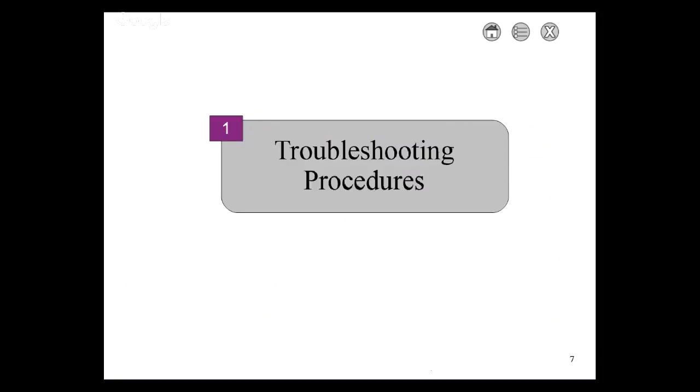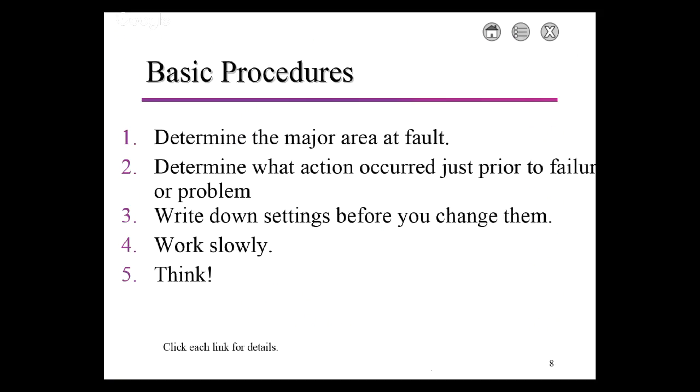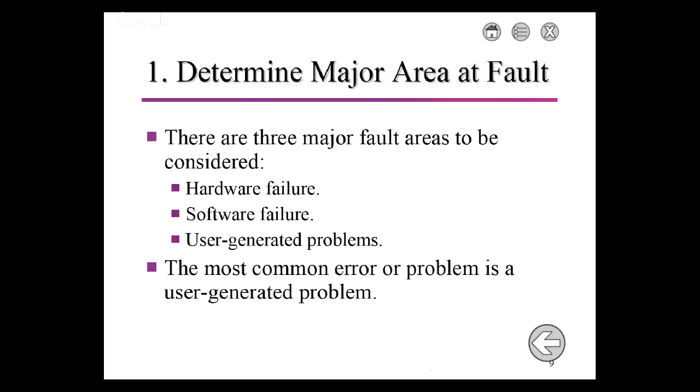But there is a logical progression to determining the source of a problem and correcting it, called a troubleshooting process. And basically there's 5 steps. You determine the major area at fault, determine what action occurred just prior to the problem, write down anything that you might change before you change it so you can reverse it in case it doesn't work, and take your time and think as you're going. So first, let's elaborate on each of these.